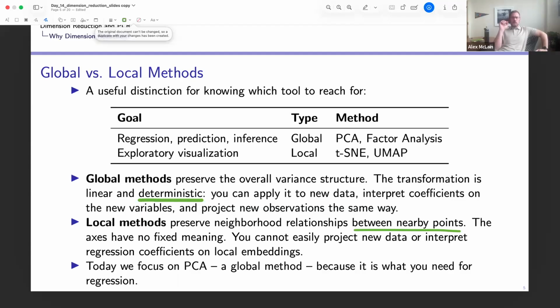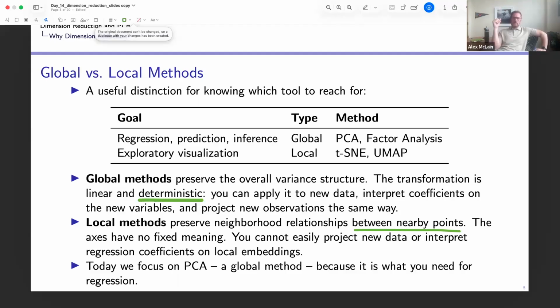Okay, so I have a good analogy for local and global methods. Let's suppose that we walk into a party and we want to draw a diagram representing the people in the room in terms of their personalities, for example.